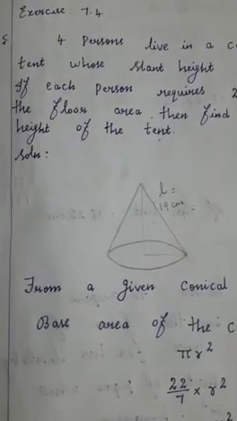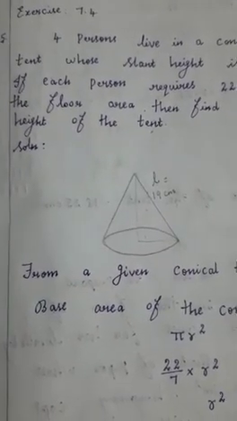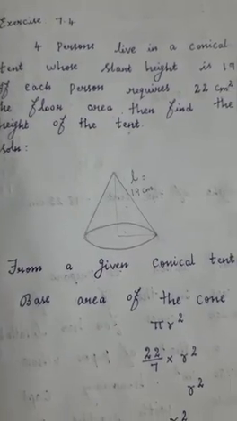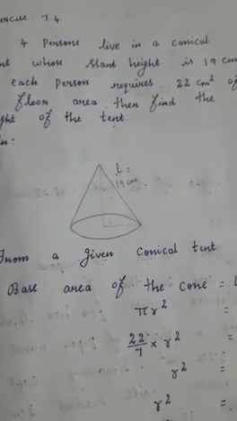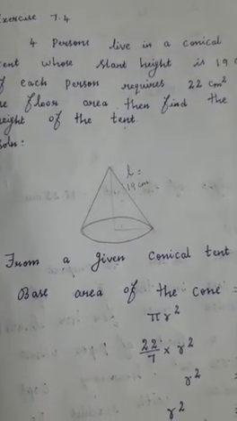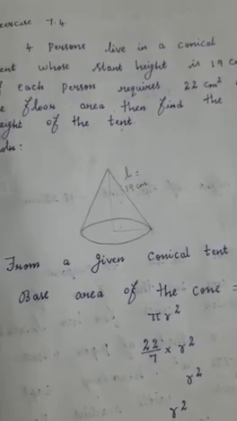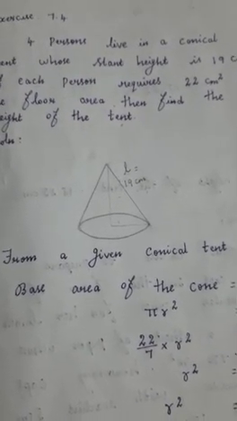Now let us see exercise 7.4, fifth question. Now see the question. Four persons live in a conical tent whose slant height is 19 centimeter. If each person requires 22 centimeter square of the floor area, then find the height of the tent.